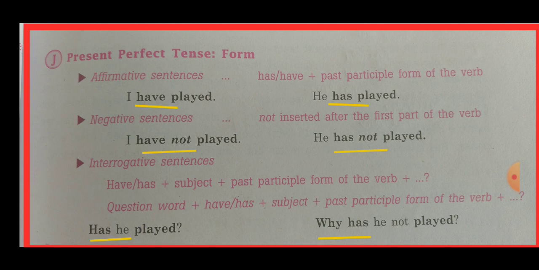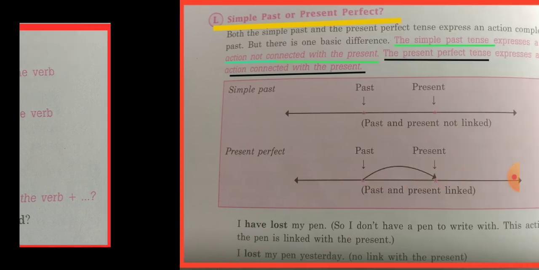In negative we will write not after the helping verb, and in interrogative sentences we will bring the helping verb in the beginning, then subject, then past participle. And in WH family question words, first we will write down the WH family word, then helping verb, then subject, then past participle form of the verb. Like, why has he not played? So this is how we will frame sentences by using present perfect tense.